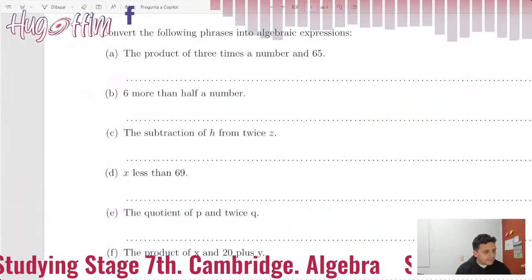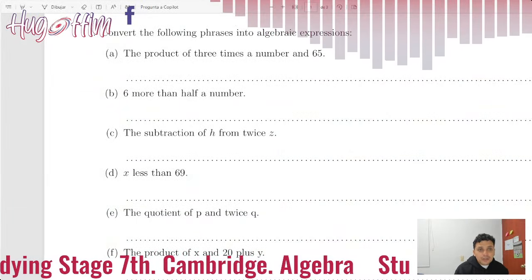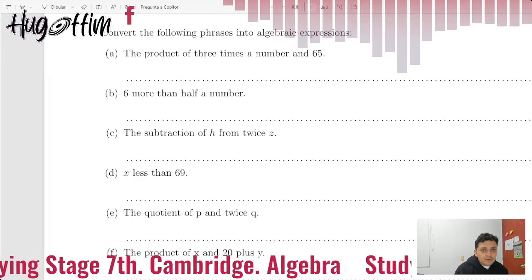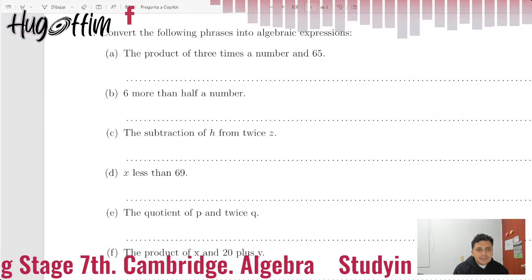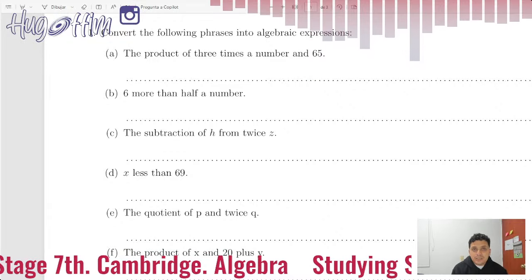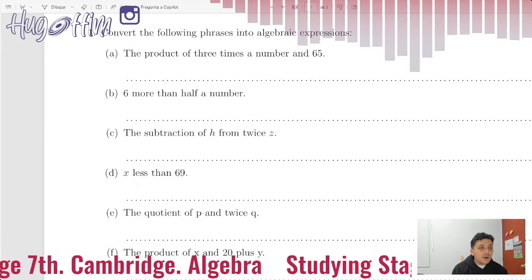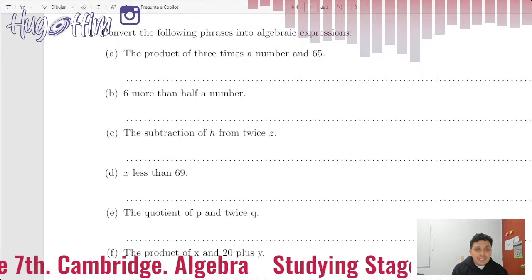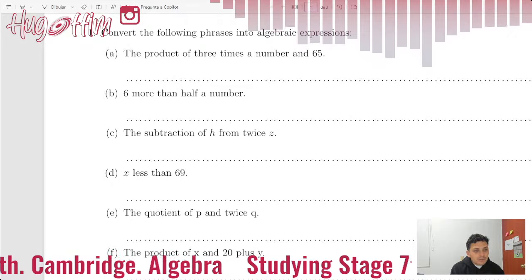So let's see the first question that we're going to work here. The first question says that we need to convert the following phrases into algebraic expressions. And whenever you need to convert phrases into algebraic expressions, you need to identify the operation. There are keywords that tell you what operation we're going to perform.